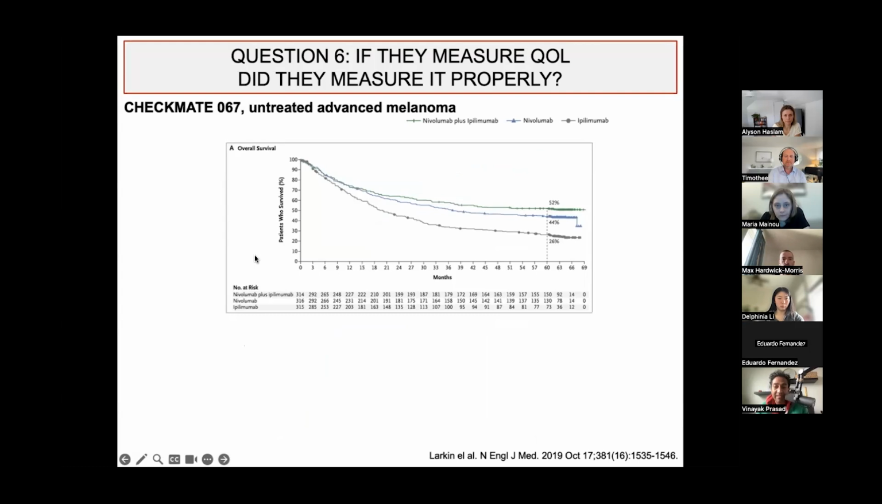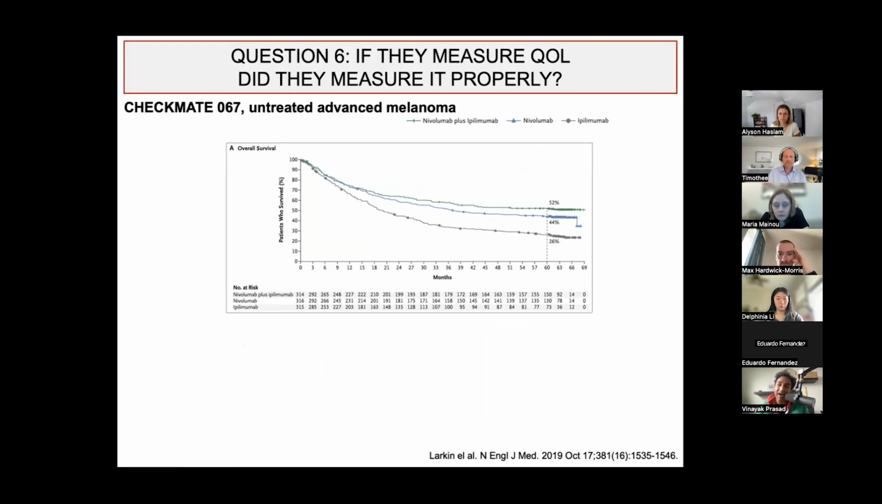Now, this is something that Timothy did, and maybe I'll walk you through it, and then let's see what Timothy has to say. This is a classic study that compared the combination of Nivo plus ipilimumab versus Nivo, followed by ipilimumab. I'm going to omit the ipilimumab-only arm for our discussion. We're really looking at the green curve and the blue curve. And in Checkmate 067, people say the PFS is better from Nivo-Ipi. Even though there's no OS benefit, we ought to give Nivo-Ipi, and in part because the quality of life with Nivo-Ipi is no worse than Nivo alone.